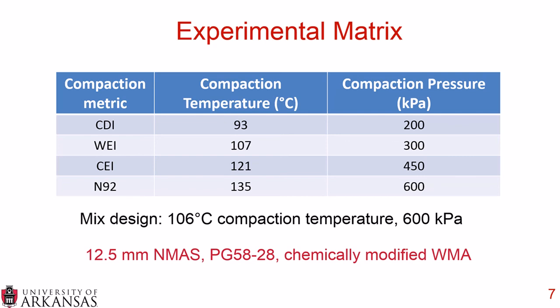Now at the very end, we looked at a couple other mixtures, but the vast majority of data in this presentation is using a chemically modified warm mix asphalt. All of the data is a 12.5 millimeter nominal maximum aggregate size, so it's a surface course, and we used a PG 58-28 binder. And like I said, the majority is chemically modified warm mix asphalt, but there is one slide looking at different types of asphalt, and we'll get to that a little later.